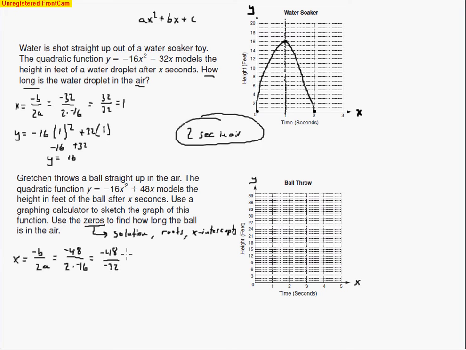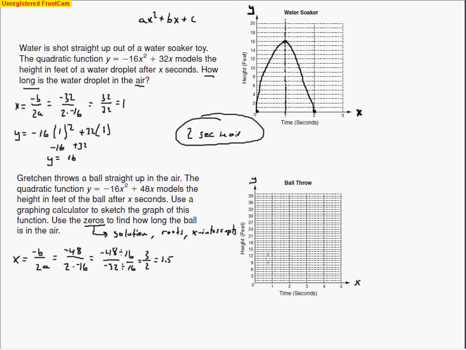So we can reduce this fraction. The negative signs will cancel, but also see some numbers that go in here. Actually, 16 goes into each of these numbers, and that ends up giving me 3 over 2. Now, this would be 1.5. Now, 1.5 helps describe it, but 3/2 is what I'm going to end up using when I try to find out how high this ball ends up going.